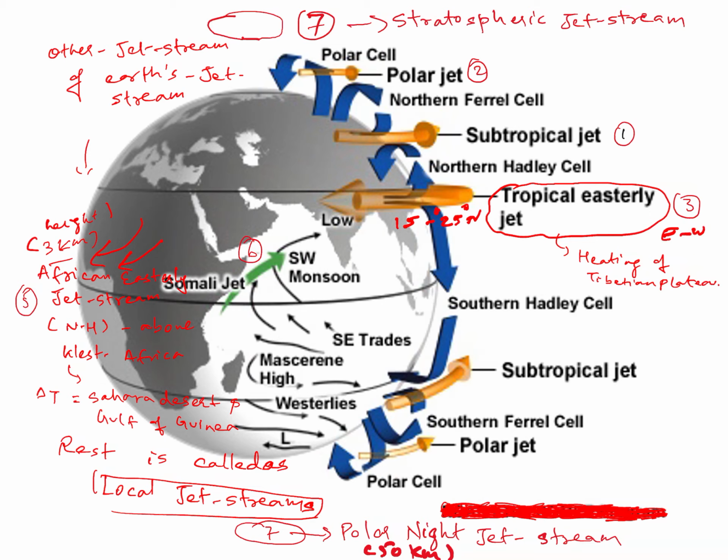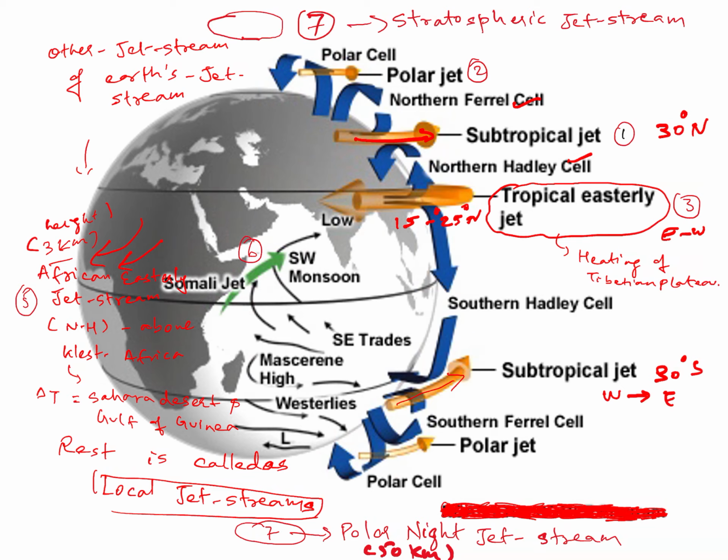In the subtropical areas, there are jet streams in both hemispheres, north as well as south, moving from west to east. They are between the Hadley cell and the Ferrel cell, at the latitude of 30 degrees north and 30 degrees south. In some textbooks you read the complete name, subtropical westerly jet stream. Now, these are permanent jet streams. They flow throughout the year.